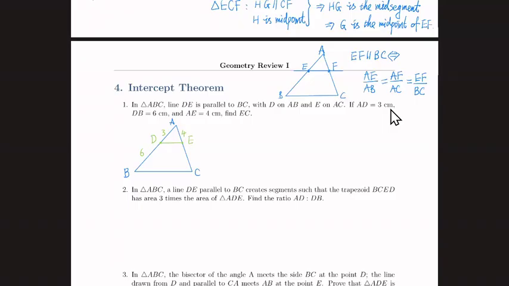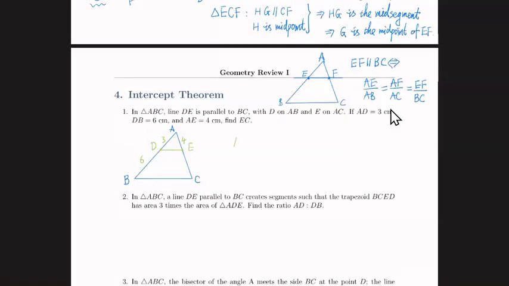Okay, Eric. If you simplify it, then 3 over 6 equals 1/2. So that means 4 equals that 1, so we have to do 2 times 4 equals 8. Okay, so we have the equal ratio. AD over BD is the same as AE over EC. So AD is 3, BD is 6, AE is 4. This must be 8.